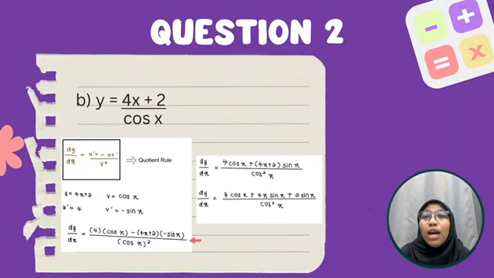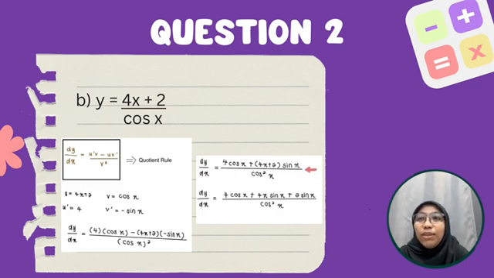For question B, we are asked to find dy over dx for the given function y equal to (4x plus 2) over cos x. Looking at this function, we can see that it's a fraction. Therefore, to find the derivative, we must use the quotient rule. Let's define our u and v components from our function. u equal to 4x plus 2, v equal to cos x, u prime equal to 4, v prime equal to negative sin x. Now, we substitute into our quotient rule formula.